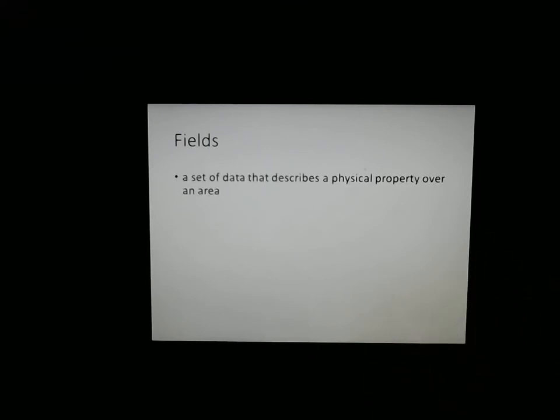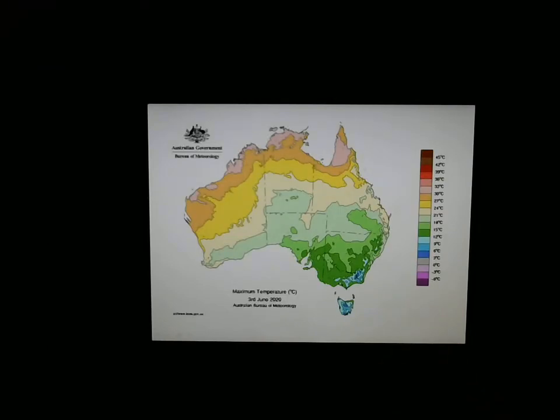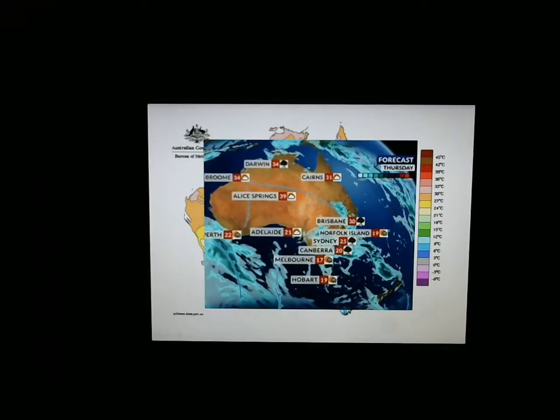Now, you've seen fields in a few different places. At night, if you watch the news, you would see temperature and air pressure fields. Here's a temperature map from yesterday for Australia, and you can see that we have data for all over Australia, and they've colour-coded it to help us visualise it and understand it more easily, but this is a field. Here is a weather map, a bit more granulated, so it's only got certain places, but this is still a field.